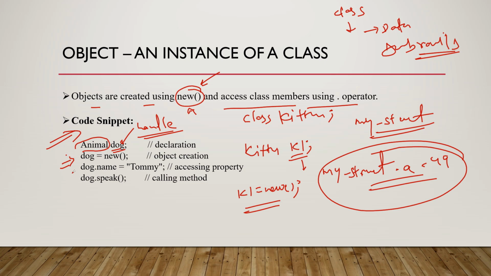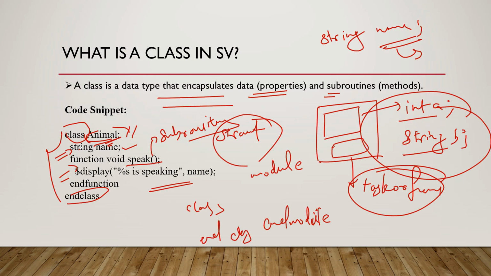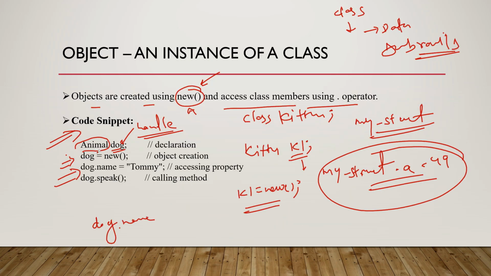Now we are accessing the properties inside our class. See here, I am accessing the property by using my object. I have written my object name dot name. Our property name inside the class is name. So we have written dog dot name, and whatever value you want to assign. Here we have assigned Tommy. Then we are also accessing our subroutine by using the object. So the dot operator is used to access our class properties and subroutines. This is the basic flow to create an object of a class.